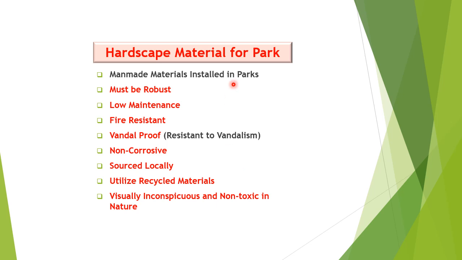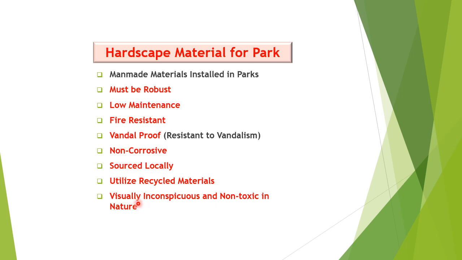What is the material used for the paths? Hardscape material for a park: man-made material installed in parks must be robust, because you have more visitor flow. It should have low maintenance. It should be fire resistant. It should be vandal proof, that is, resistant to vandalism. It should be non-cohesive and sourced locally. Recycled material should be utilized, and it should be visually inconspicuous and non-toxic in nature.